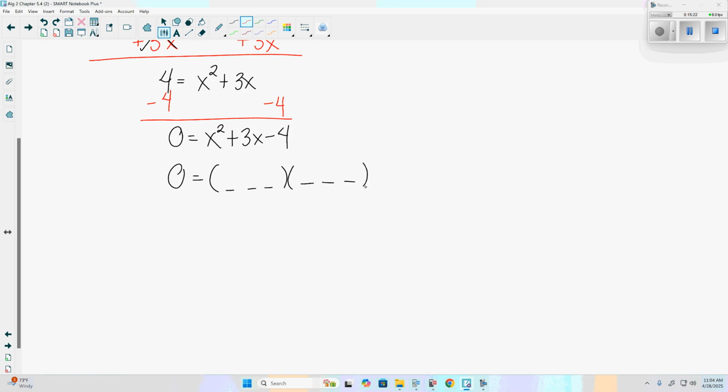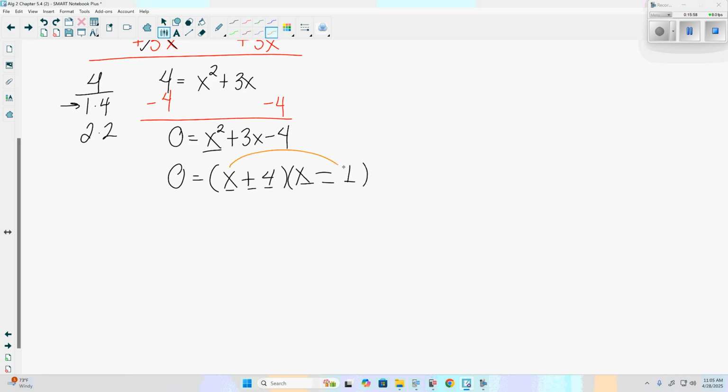And again, just like before, we can factor this. Third term's negative, so the signs are opposite. One is going to be positive, one is going to be negative. Only factors of x squared are x and x. Now our factors of 4 are 1 and 4 or 2 and 2. We're going to want 1 and 4 for this here, and since the middle term is positive, we would want the bigger of the two numbers to be positive.